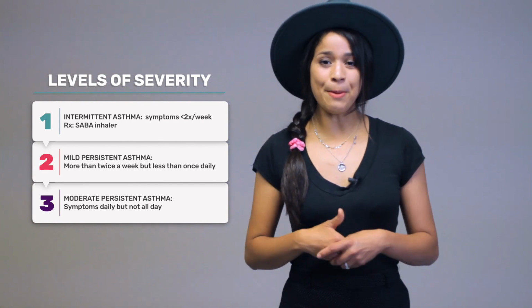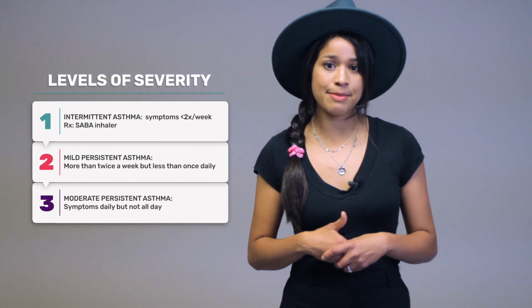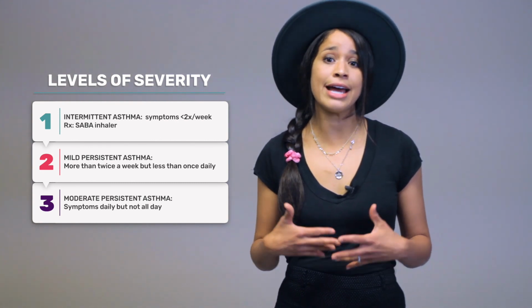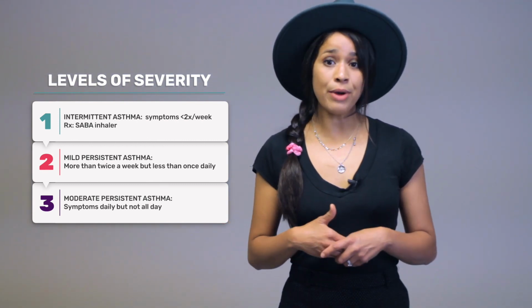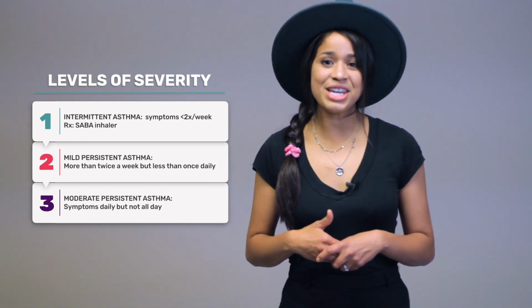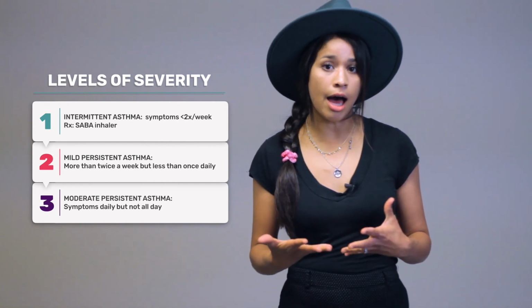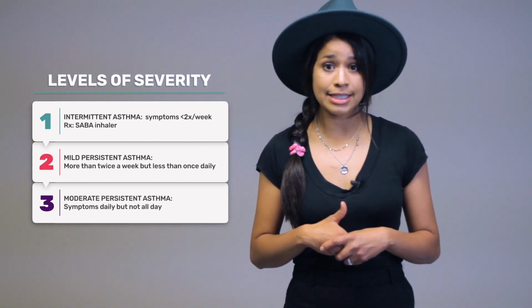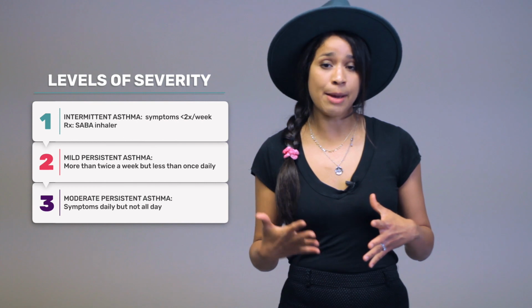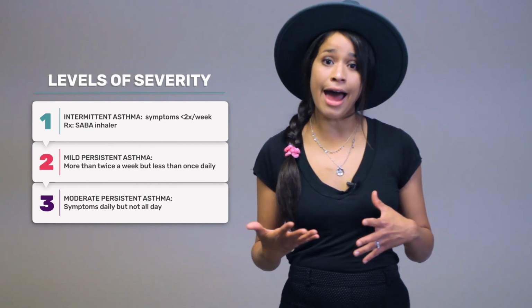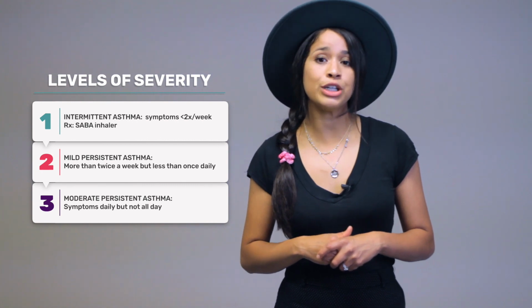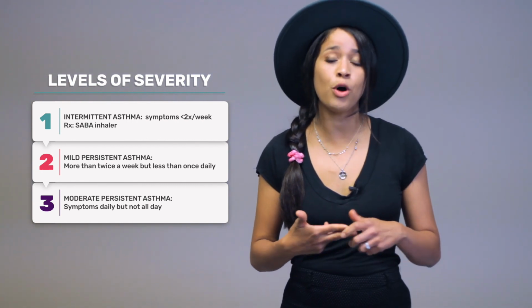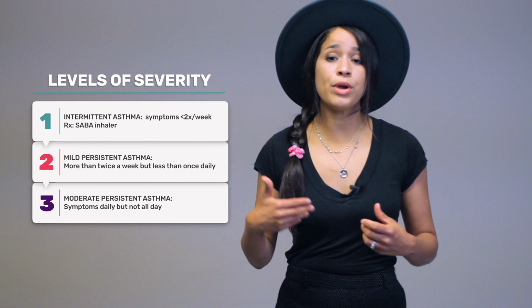Moving on to moderate persistent asthma. This would include the patient that has symptoms daily but not all day. Their med regimen would consist of a medium dose inhaler plus a LABA, which is a long-acting beta adrenoreceptor agonist. It helps relax the smooth muscle for longer periods of time. LABAs would include fluticasone, Pulmicort, or Asthmanex, with their rescue inhaler known as SABA.